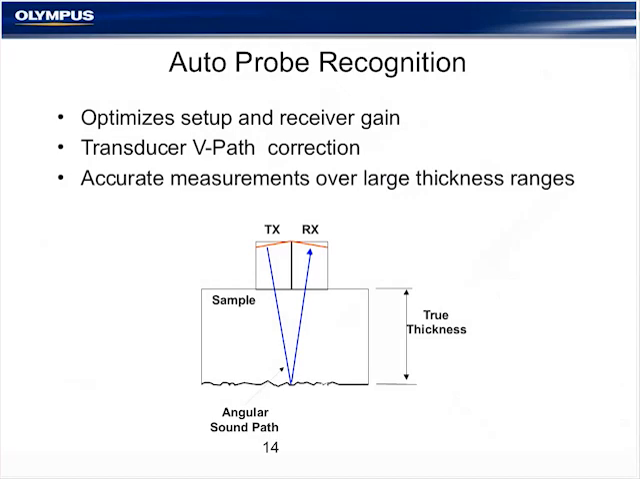So everything from the amplification, the gain that's applied initially to find backwall echoes, as well as filter settings and other components of the receiver. So these things can be automatically set up by knowing what probe is connected, and the operator is no longer required to go in and make those adjustments. Also, by knowing what probe is connected, a V-path correction can be established.